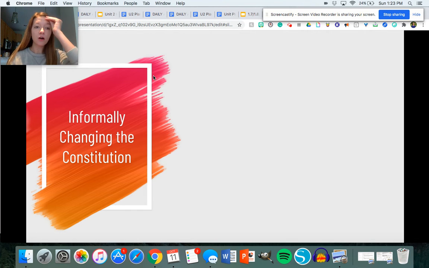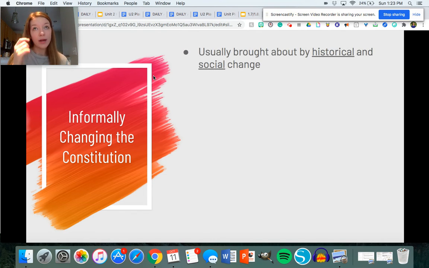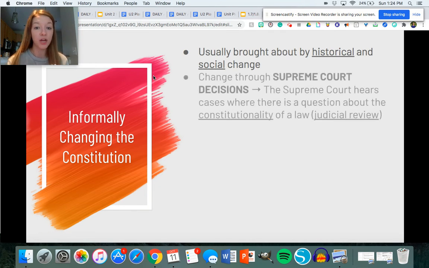Now, the Constitution can also be informally changed. And when I say that, that's really any way other than that formal method that we looked at before. And one of those ways, or I guess I should say all of these ways, are usually brought about by historical and social change. There's usually something going on in the country that requires some sort of change.